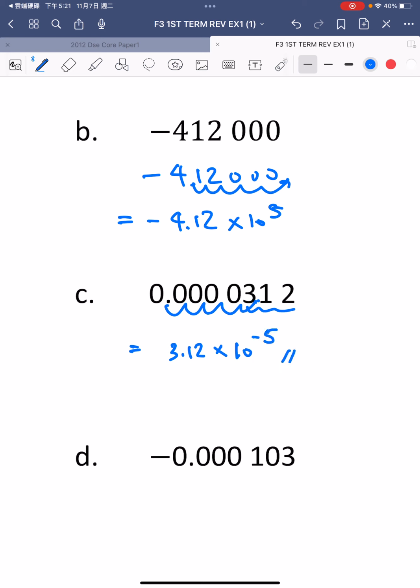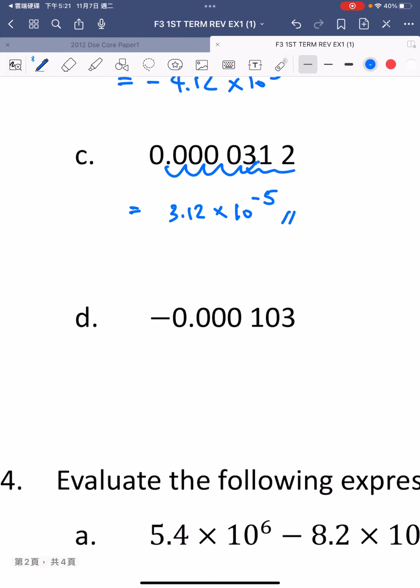Once again, if you want to make the number larger, you see this is a large number, then we need to have a positive integer. If you want a smaller number, then we need to make the index smaller, a negative number.